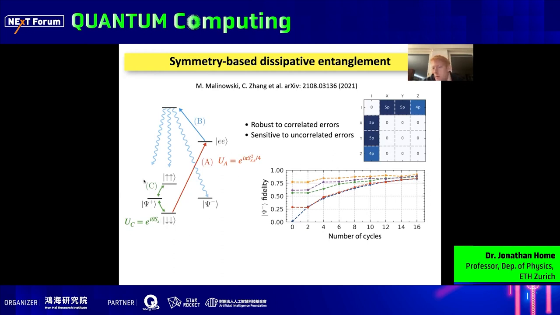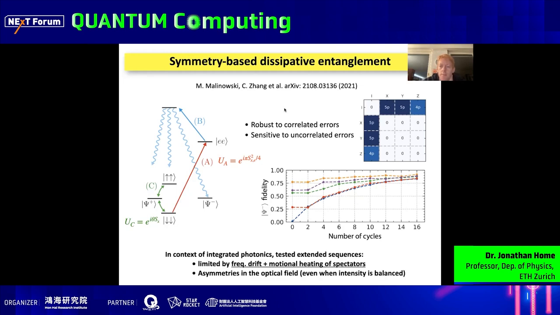But as I say, really what I want to focus on today is not that, but the fact that this is very sensitive to symmetry. It's a symmetry-based scheme, so it's very sensitive to uncorrelated errors, even though its attractive feature is that it's very robust to correlated errors. Now, it turned out in this particular system with the integrated optics that it enabled us to find various uncorrelated errors, which I think we wouldn't have necessarily spotted.